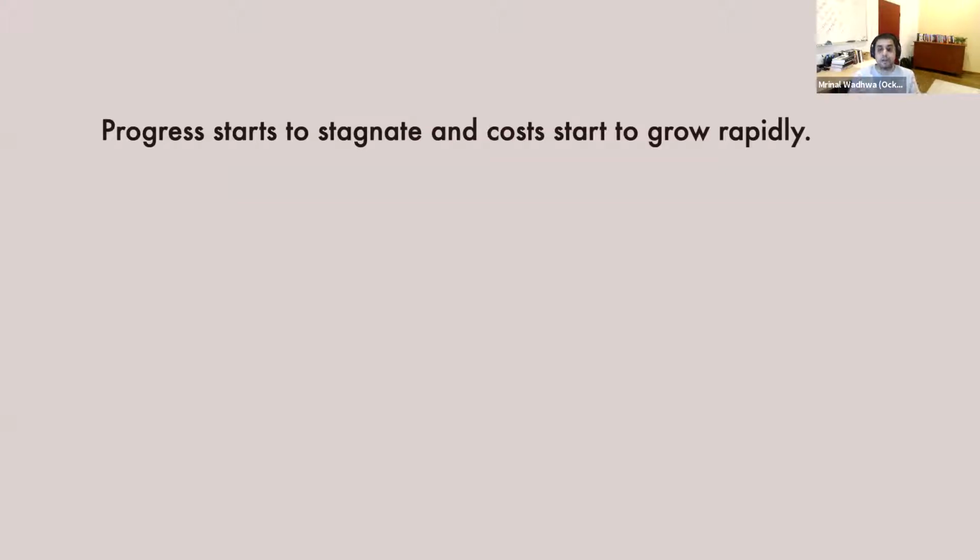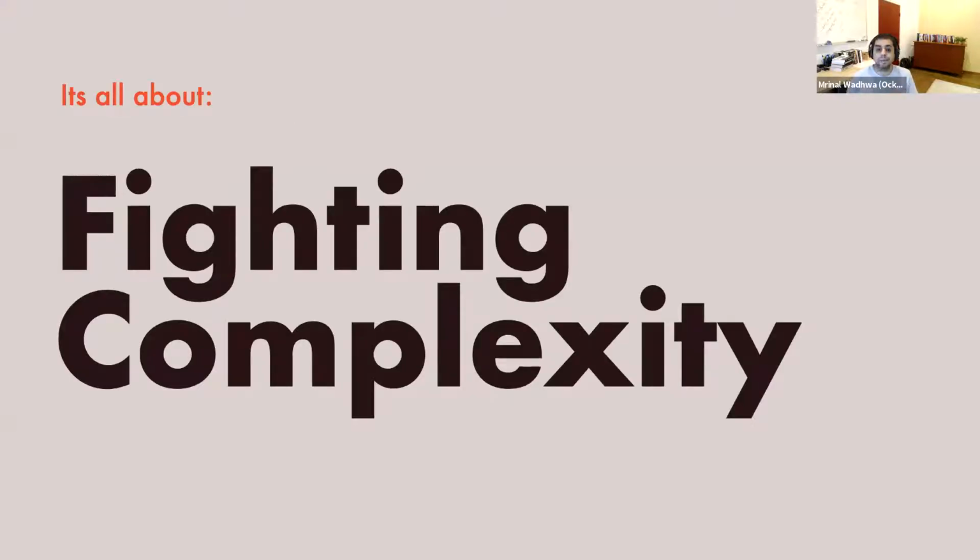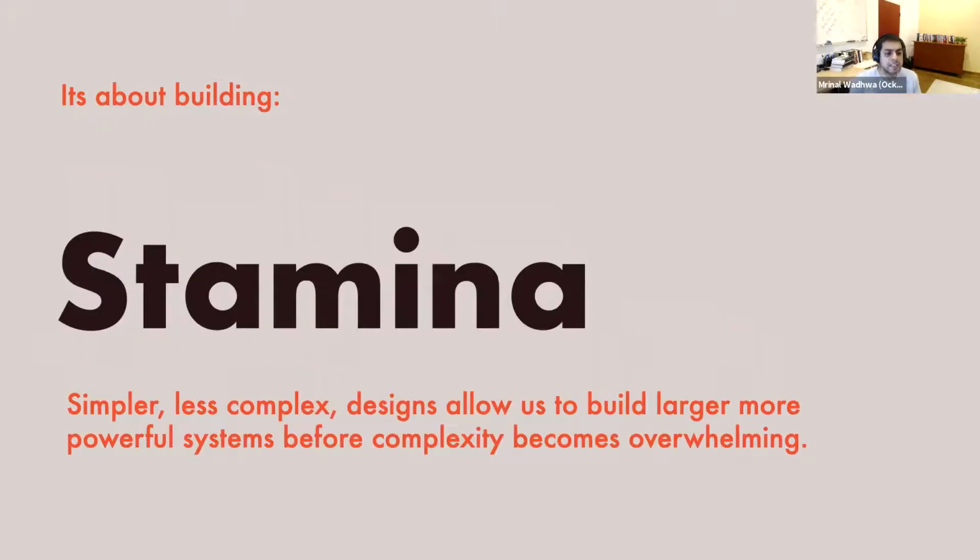So in my mind, creating good software with a team is all about fighting complexity. If we do this correctly, we can continuously improve our code and add new things. But we have to continuously focus on this problem. And it's about building stamina, right? So a simpler, less complex design allows us to build larger, more powerful systems before the complexity hits us, right? Before it gets too complex for us to understand it and think about it, right? So we need to somehow build this design-based stamina that allows us to go further in our endeavors rather than get hit by complexity early in our project.